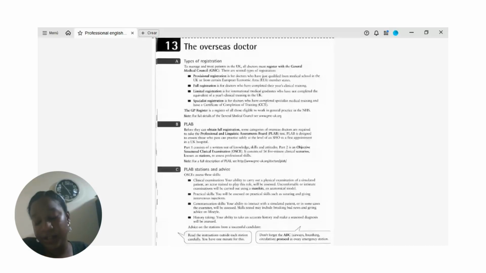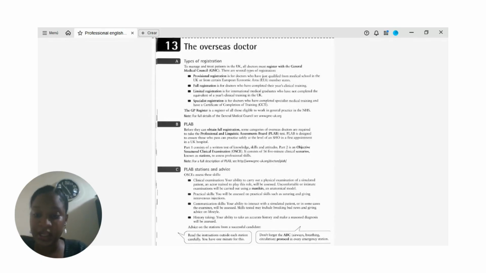Welcome to the last video finally of this unit, and it's chapter 13. We're going to be reading the same as the past video. I'm going to read the theory in English, then translate into Spanish, and the exercises are used in English. So let's start.